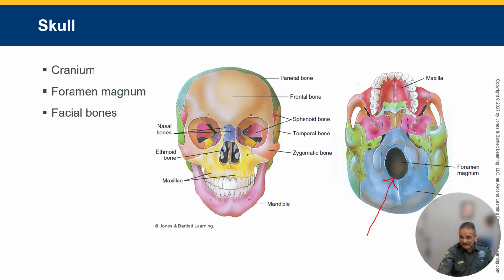The skull really consists of 28 bones that are divided into groups: the cranium, the facial bones, and the 3 small bones of the ear. So that's your cranium right there. That's your skull.